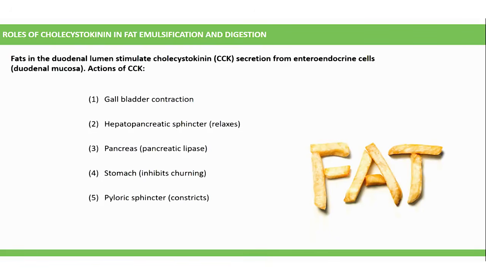Now, as fats digest slowly, cholecystokinin actually acts on the stomach to inhibit the churning of the chyme within the stomach, and it will also act on the pyloric sphincter to constrict it. So inhibition of stomach churning and constriction of the pyloric sphincter will slow the emptying of the fatty chyme into the duodenum. So if you think of fat digestion, you need to be thinking of cholecystokinin.